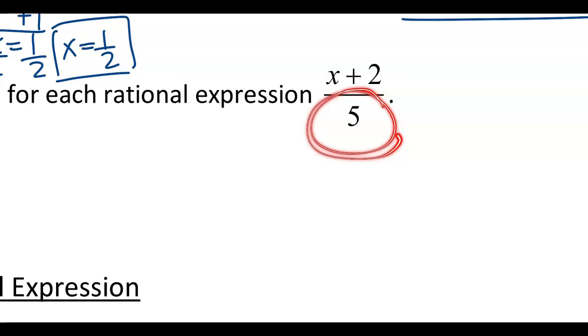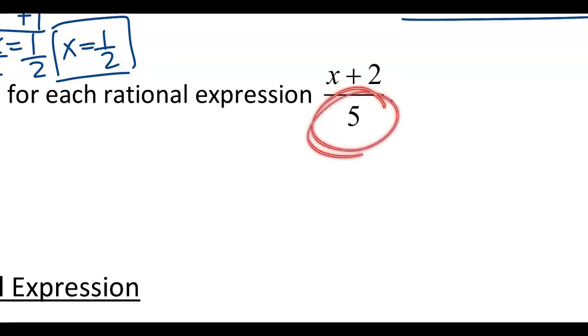Nicholas, will this denominator ever equal 0? No. Why? Because it's not, well, not just because it's not 0. What do you not have down here? You have a 5. What do you not have? You don't have an x. You don't have a variable.